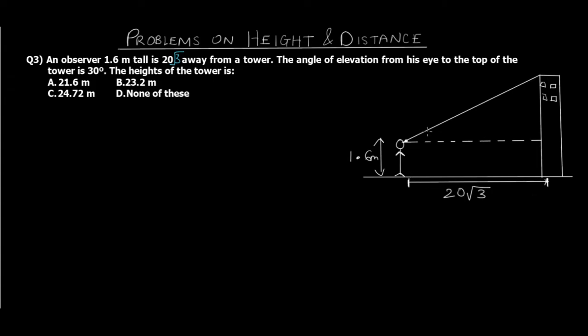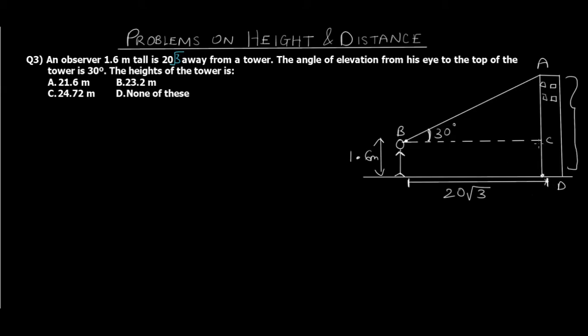So this is what they have given us. And they are saying this angle is 30 degree and not from the ground. Now what they are asking is the height of the tower. So they want to know this entire height. So let's first name all these points. I'll say A, B, C, and let's name this point as D.